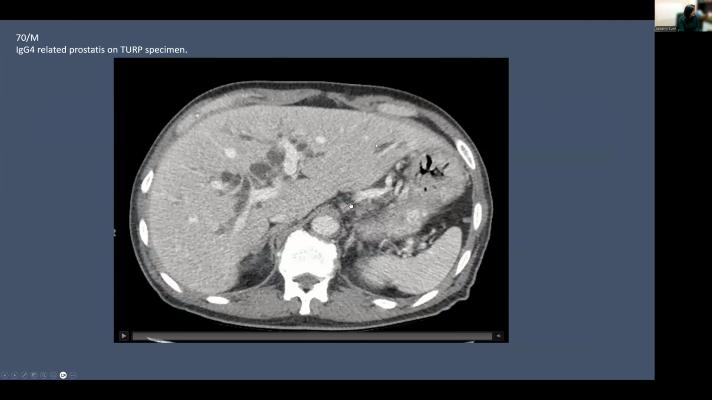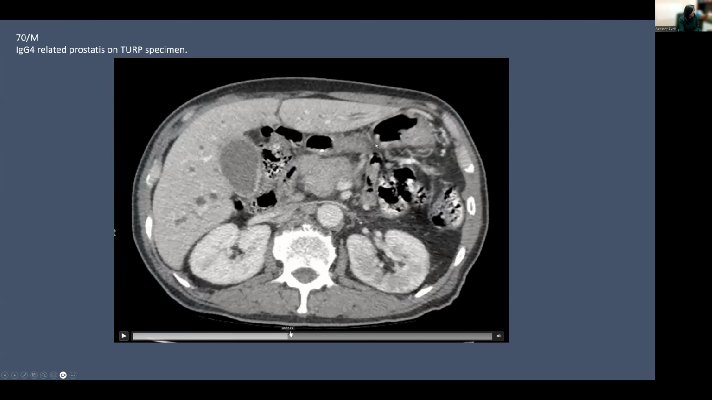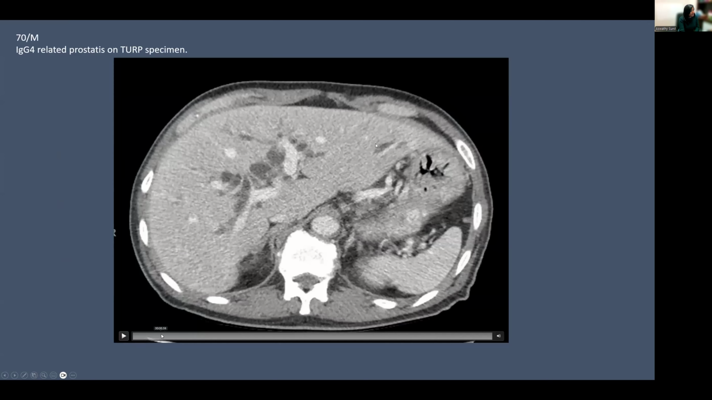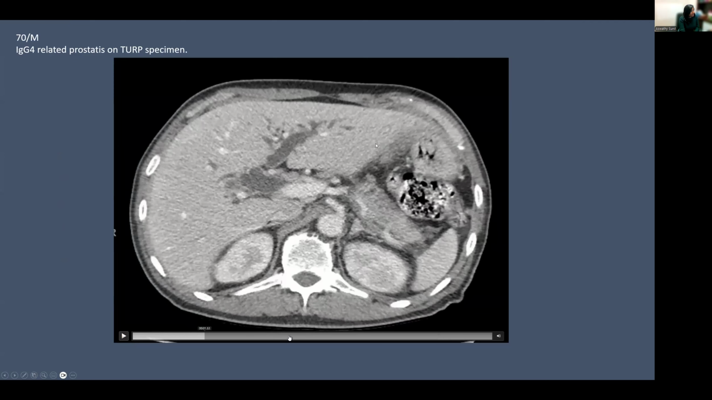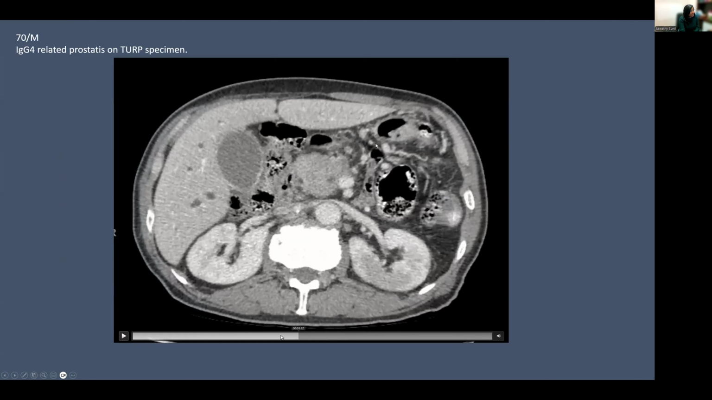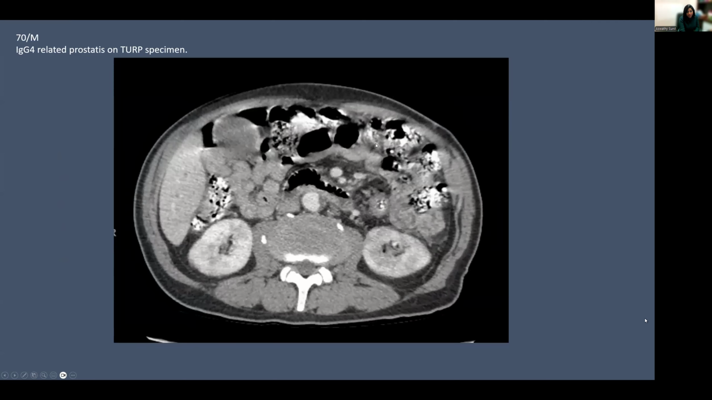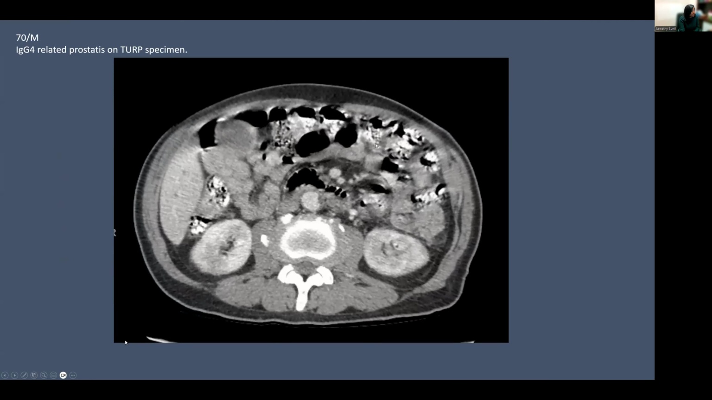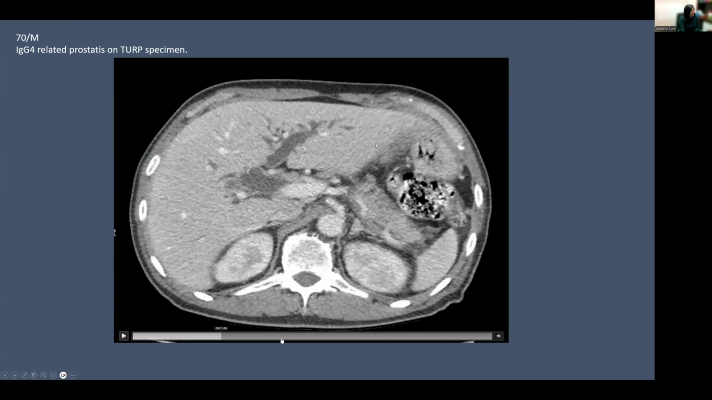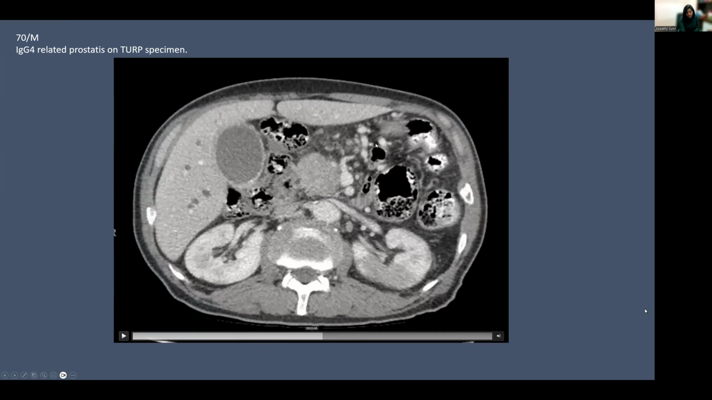So this is a 70-year-old male with IgG4-related prostatitis proven on specimen. You see this dilated intrahepatic and extrahepatic biliary radicals with narrowing of the most distal aspect of the CBD. So you see this narrowing only in the pancreatic part of the common bile duct. So this is suggestive of IgG4-related cholangitis. We also see features of autoimmune pancreatitis in this patient.